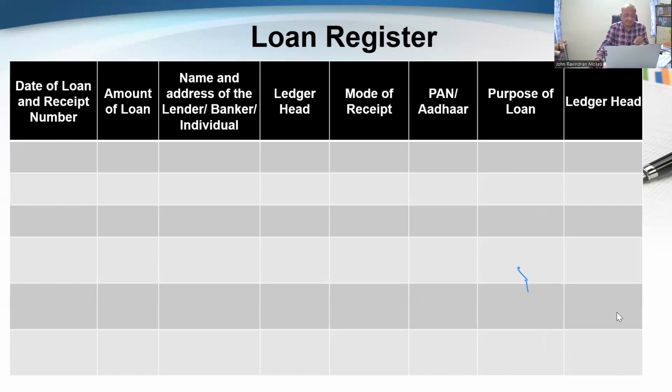You can design the way which is helpful to you. The name, date of loan, receipt number, amount of loan, name and address of the lender, banker, ledger head, mode of receipt, PAN, purpose of loan, and ledger head. This is for the loan register.